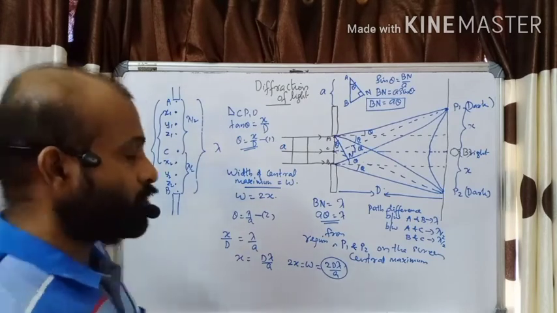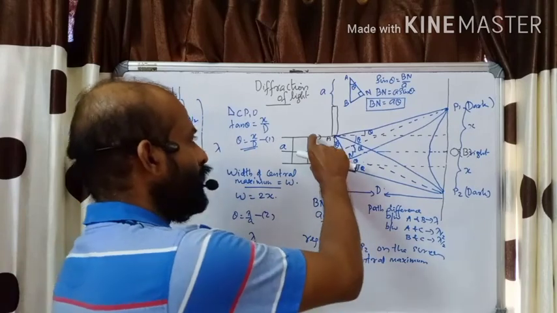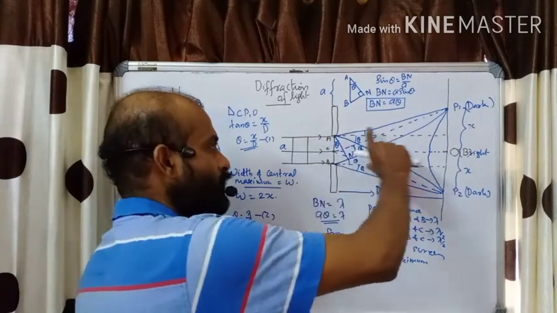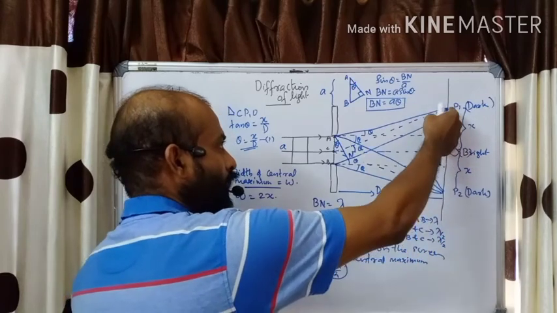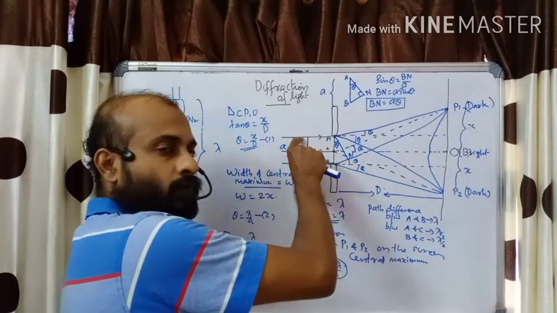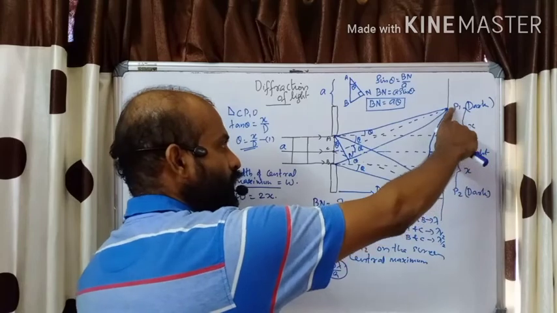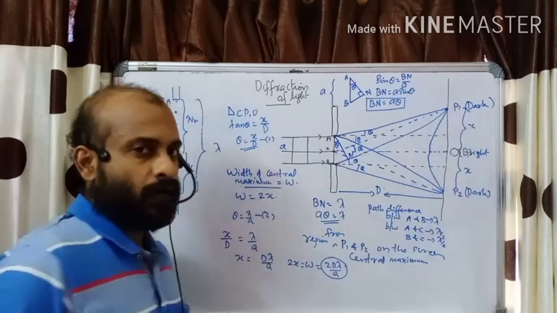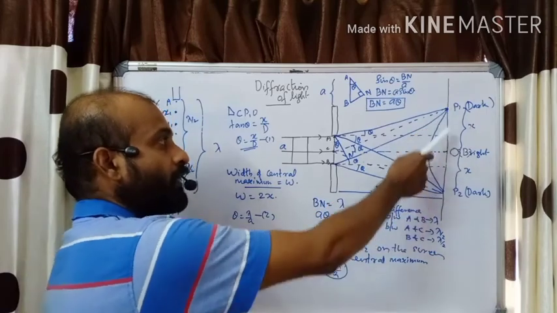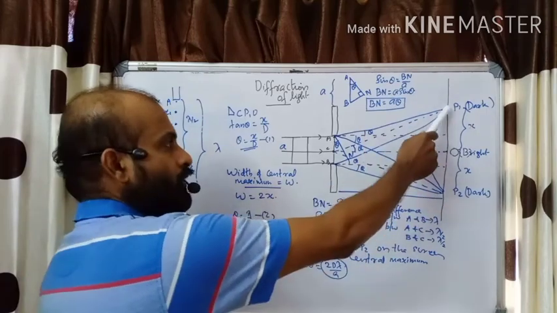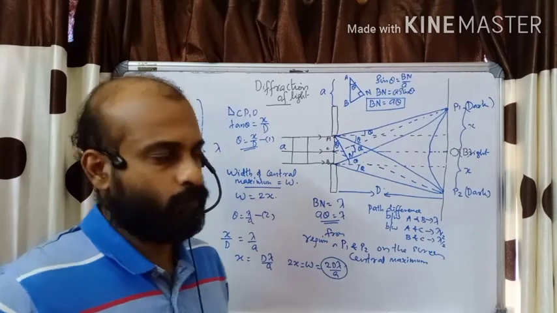So due to diffraction, what happened? The slit is small in size, but when the light rays fall on the screen, we are getting a bright portion not only up to this width. The width is increased. This width is called the width of the central maximum. On either side of the central maximum, we are getting dark points. These two are the dark points P1 and P2.